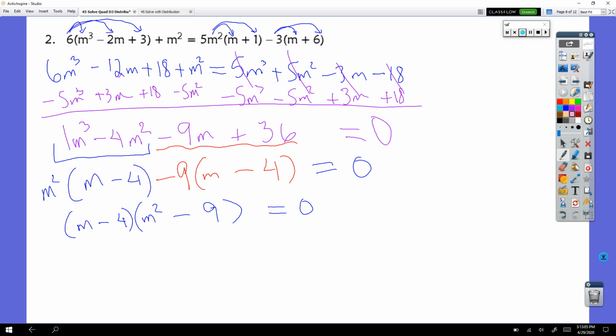On the second factor, I see m squared minus 9, and that m squared minus 9 is a difference of squares. Because m squared is a perfect square, 9 is a perfect square, and there's a minus in the middle. So now I can do my factoring for that portion. So I'm going to have an m plus 3 and an m minus 3 following the difference of squares pattern. So I've got m minus 4, m plus 3, and m minus 3 as my 3 factors. I'm going to set each of them equal to 0 and solve.